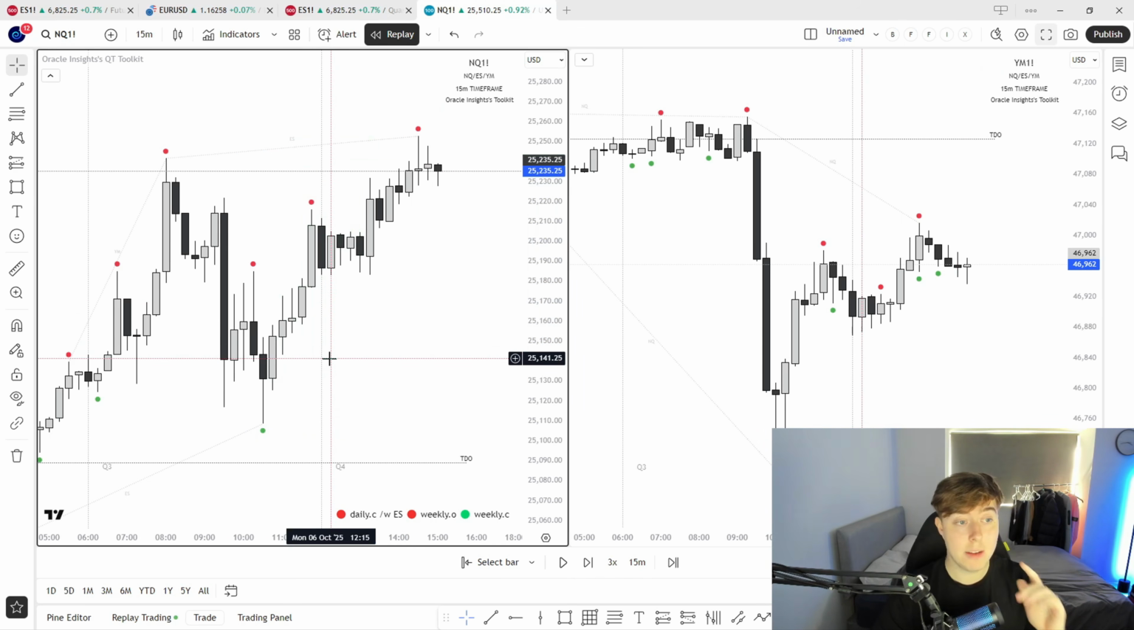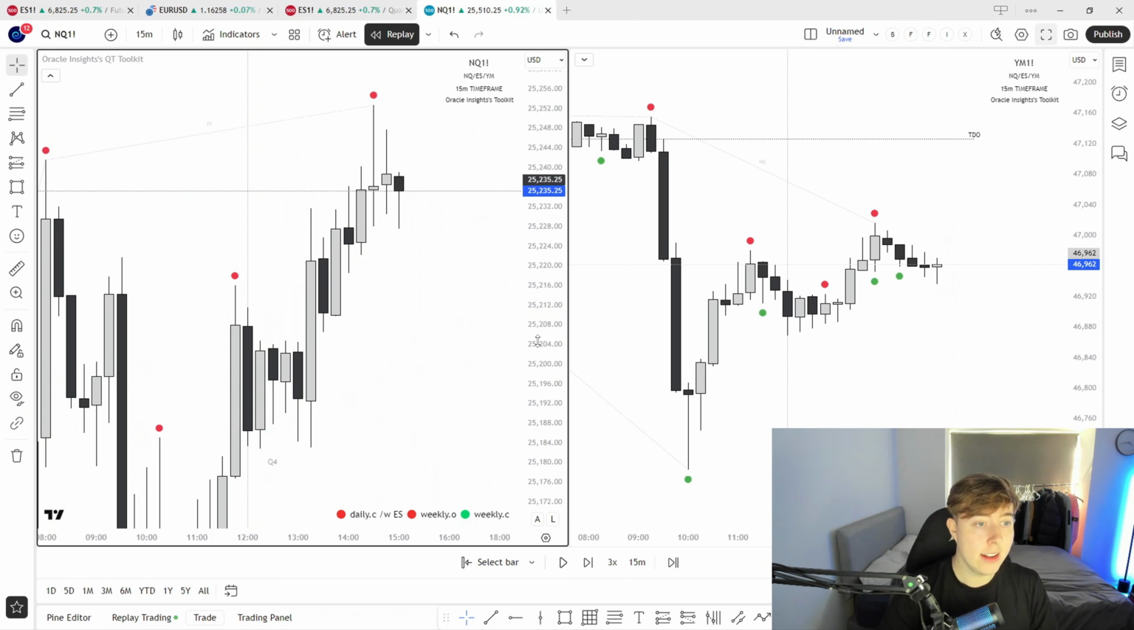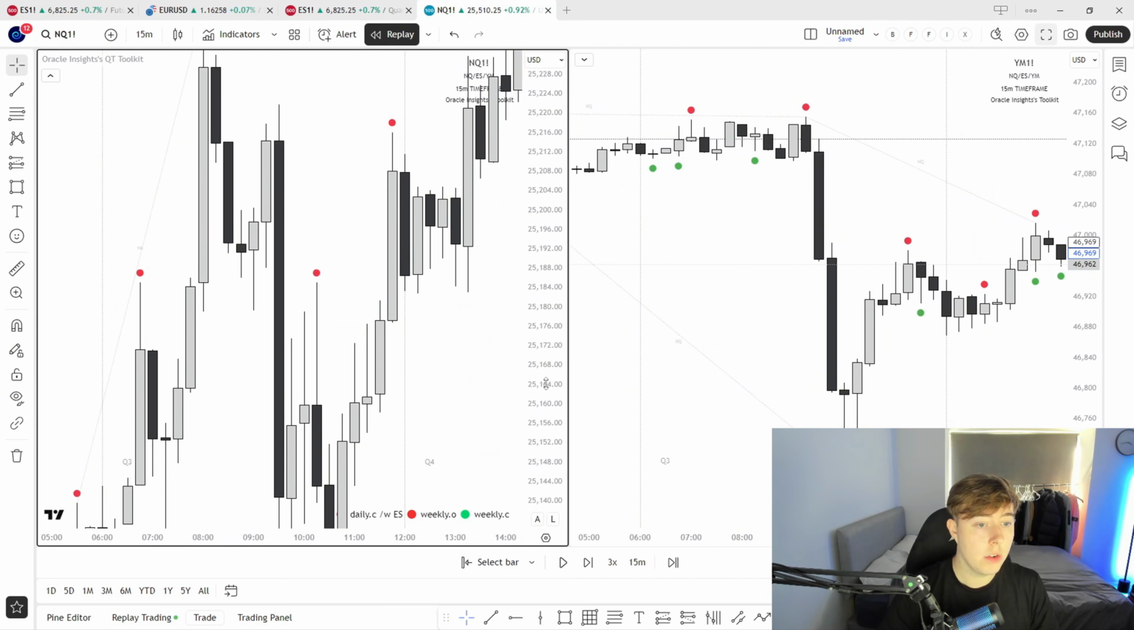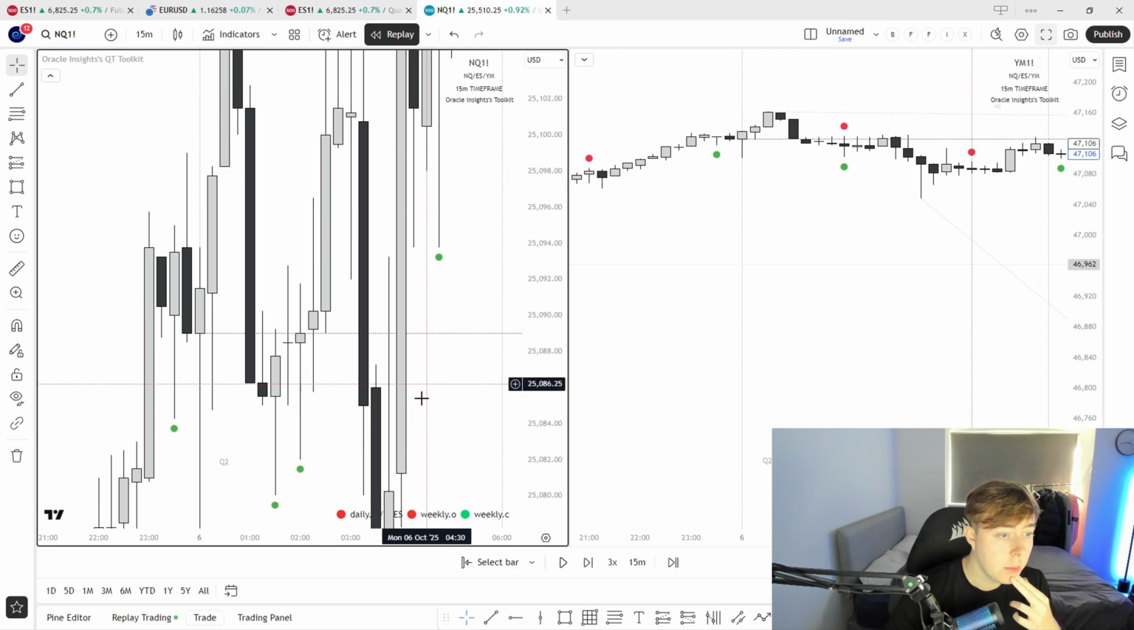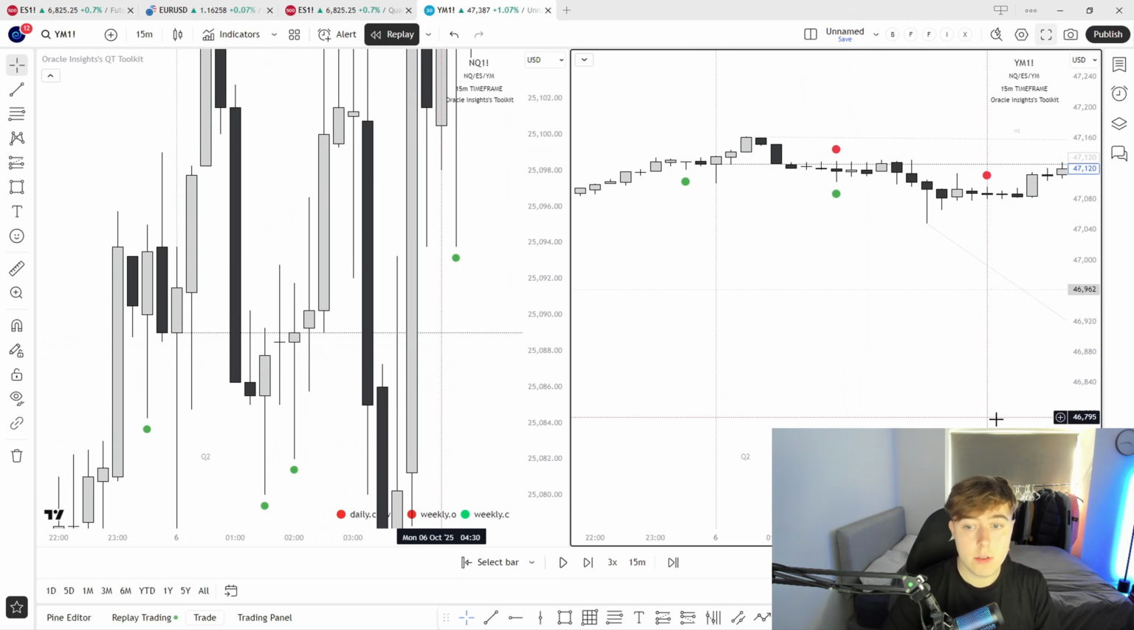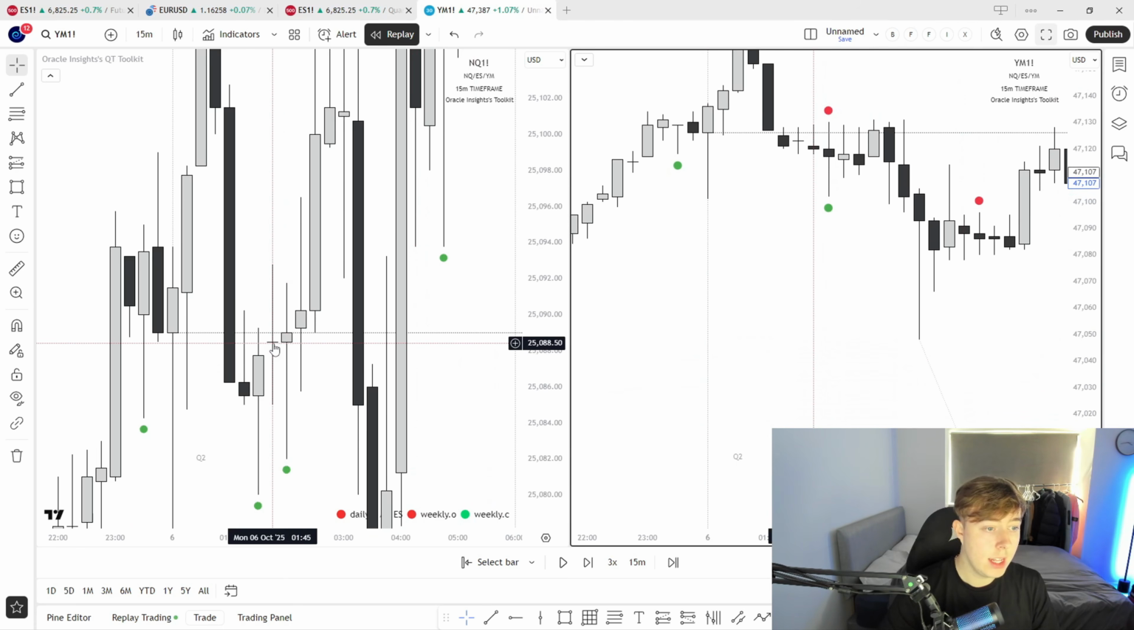Also, one last thing that entered my head before we end off the video is, do you know the candles that close like doji candles, where they close where they open essentially? Let me try to find one. Yeah, I think this is one here. See this candle here? Right. So this candle here technically isn't bullish or bearish. It closes where it opens.